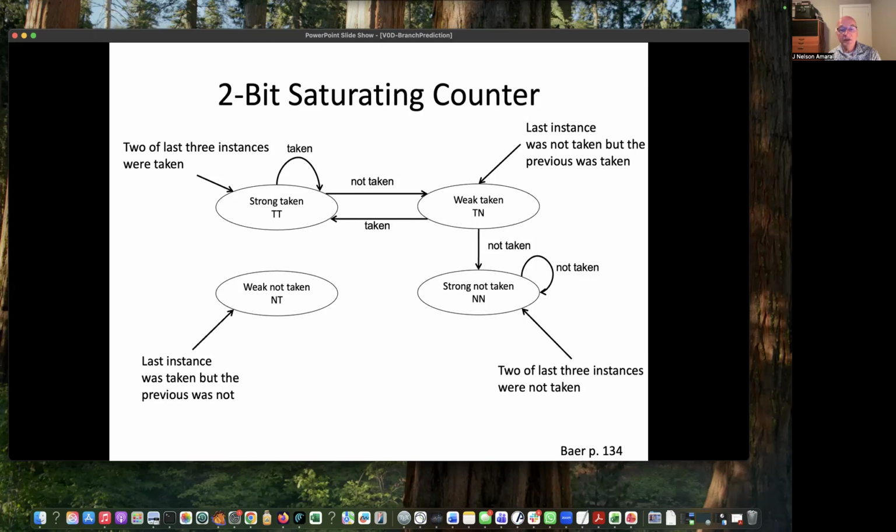I get the weak not taken state, so this means that the last instance was taken, but the previous one was not taken. So I get the weak not taken state by having the branch being taken when I had a strong belief that it should not be taken. And if the branch is not taken when I'm in the weak not taken state, I go back to having a strong belief that the branch should not be taken. And if the branch is taken when I'm in the weak not taken state, then I have 2 out of 3 outcomes that are taken. So my belief is that this is a strong taken state.